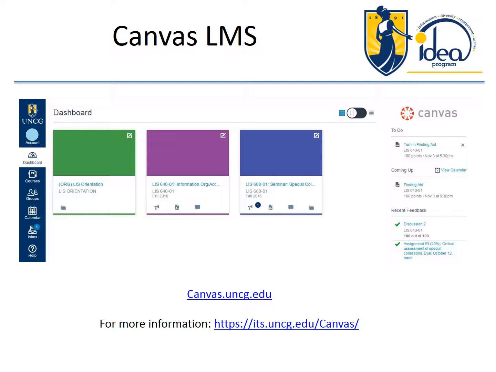This is Canvas, our learning management system. Some of you may have used Blackboard or Moodle in the past. This is UNCG's learning management system, Canvas. You can find Canvas at canvas.uncg.edu. This is what Canvas looks like when a student enters their what's called their dashboard. And there's more information about using Canvas by following this link.